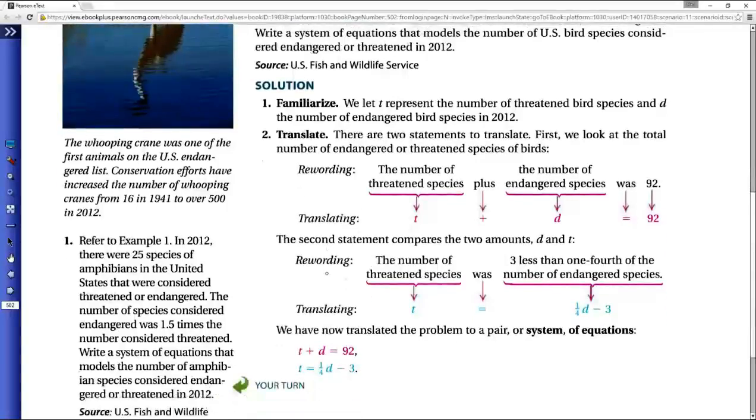The second statement is that they talk about a relationship between these things. We can say the number of threatened species was 3 less than 1/4 of the number of endangered species. Remember, be careful with that less than, or anytime you end up with subtraction, you've got to make sure it's in the right order. I'll do things like 3 less than 5. How would you write that? It would be 5 minus 3, to remind myself that I'm going to take this 1/4, the number of represents multiplication, and subtract the 3.